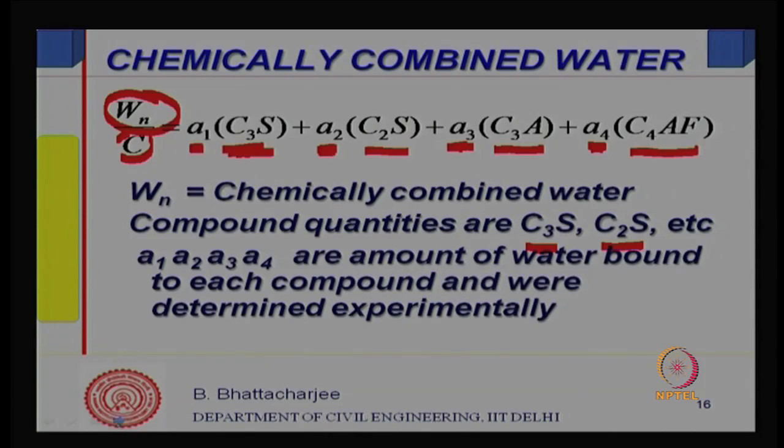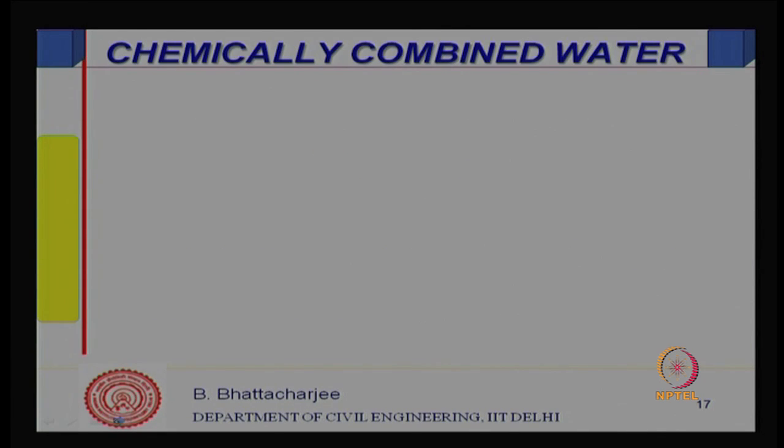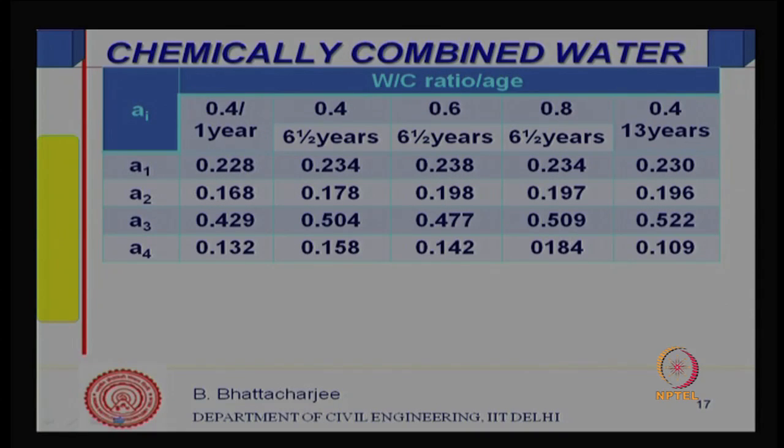Now, people have actually done experiments, very long term experiments, to find out the amount of water bound to each compound, and these results are actually given in this table. If you look at it, these are A1, A2, A3, A4 with a water cement ratio and age. So, a water cement ratio of 0.4.